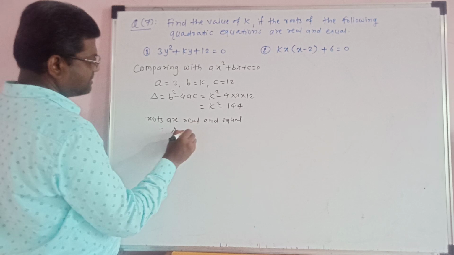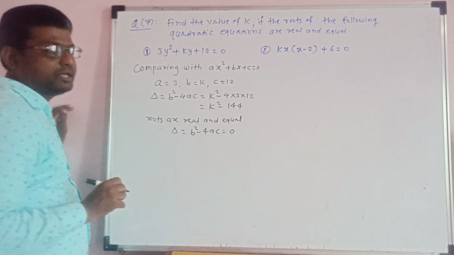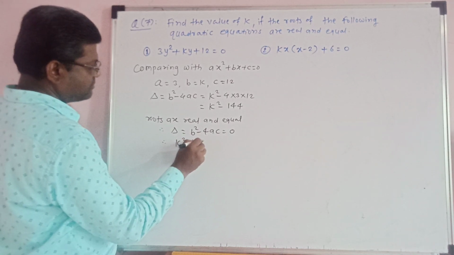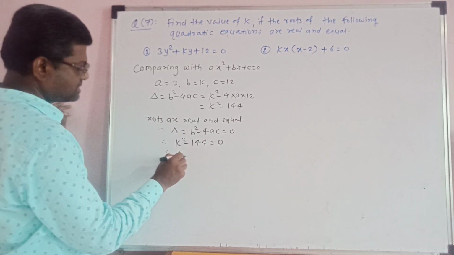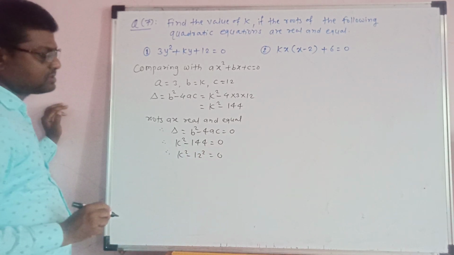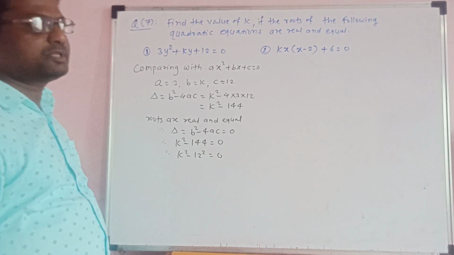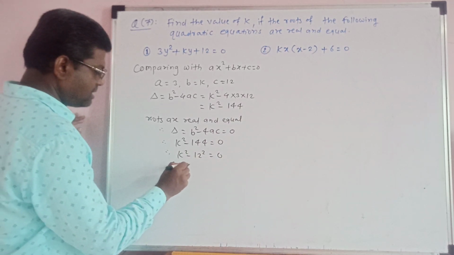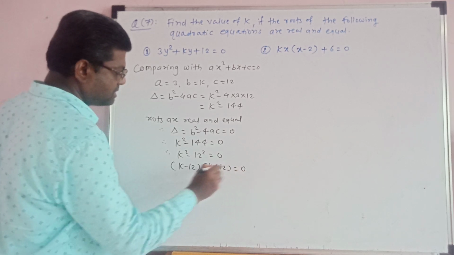Therefore delta is equal to b square minus 4ac. This value should be 0. Therefore value of k square minus 144 is equal to 0. Therefore k square minus 12 square, 144 is 12 square, is equal to 0. This is in the form of a square minus b square. It has two roots, a minus b and a plus b. Therefore it has two roots, k minus 12 into k plus 12 is equal to 0.